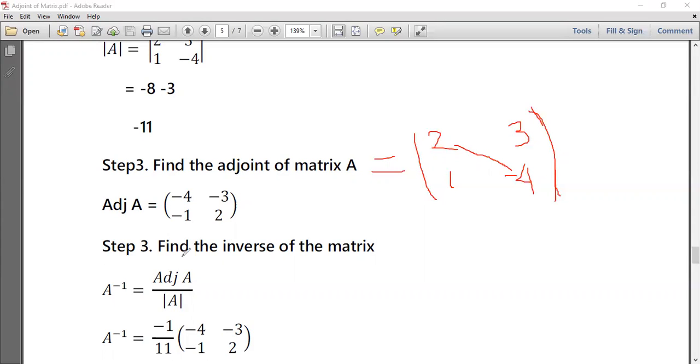Okay, let's go. So the next thing, after you've gotten your adjoint, is to find the inverse of the matrix. Remember, the inverse is what? The adjoint of the matrix divided by what? The determinant. So what is our adjoint? This is your adjoint. And the determinant is what? -11. So remember too that this has 1 all over the determinant.